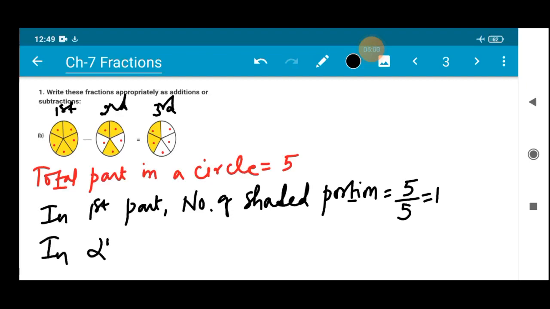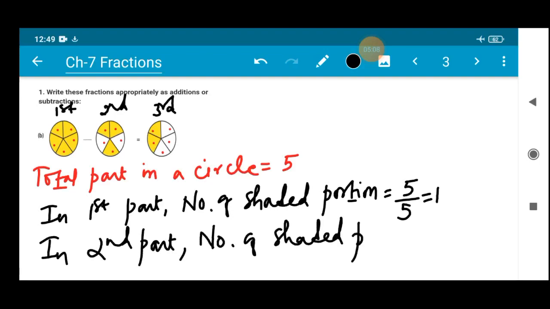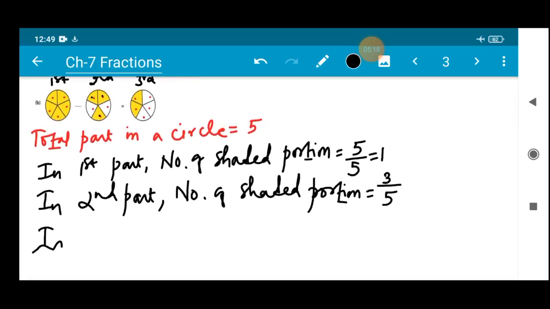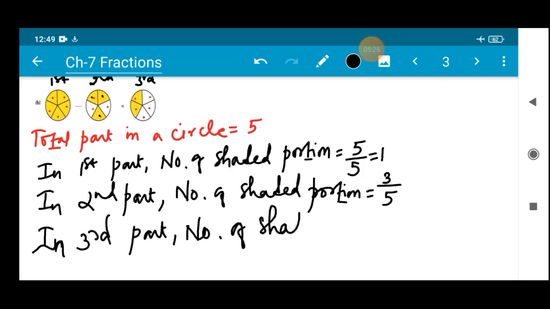Similarly, in the second part, let us calculate how many parts are shaded. Number of shaded portions is equal to how many? 1, 2, 3 parts are shaded out of 5 parts. So it is 3 by 5. Now, in the third part, how many parts are shaded? Number of shaded portions is equal to 2 parts. So 2 by 5. 1, 2 parts are shaded.